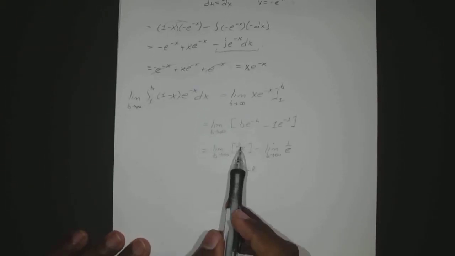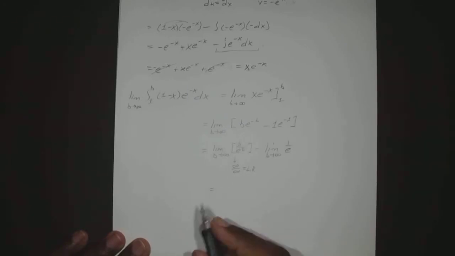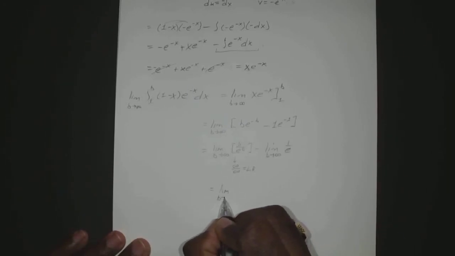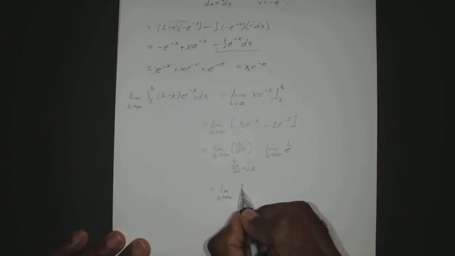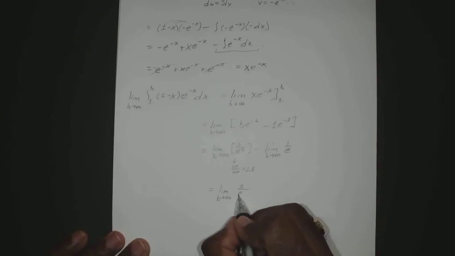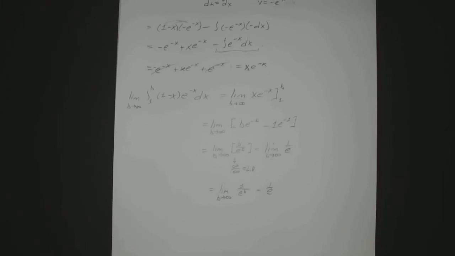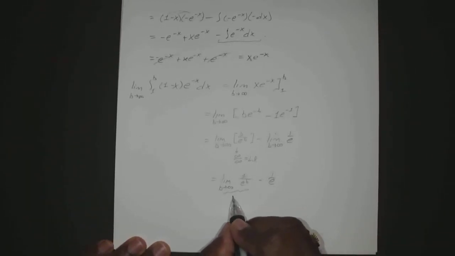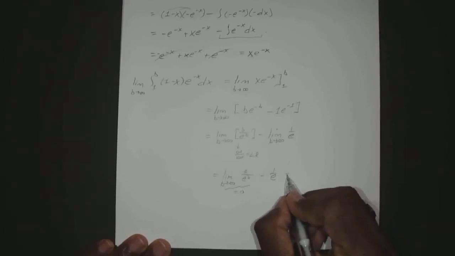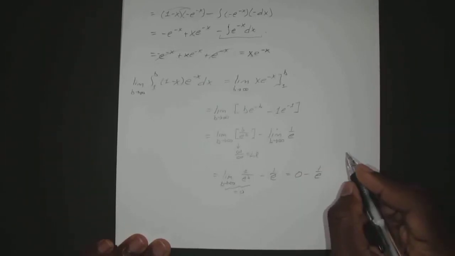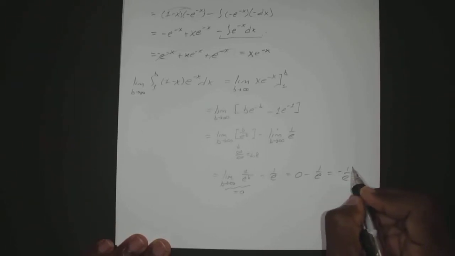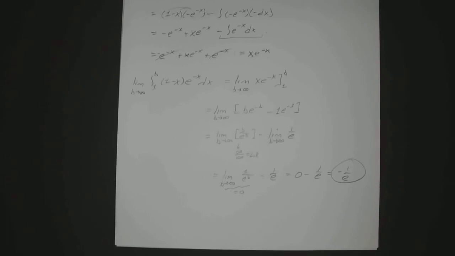All right, so if we get the derivative of b, that would be 1. So the limit as b approaches infinity of 1 over, and the derivative of e to the b is just e to the b, minus 1 over e. Now we know that you have a constant up top. And as b gets bigger and bigger, 1 over e to the b gets closer and closer to 0. So the limit here is actually equal to 0. So you end up with 0 minus 1 over e, which is just negative 1 over e. Okay. So it converges to negative 1 over e.